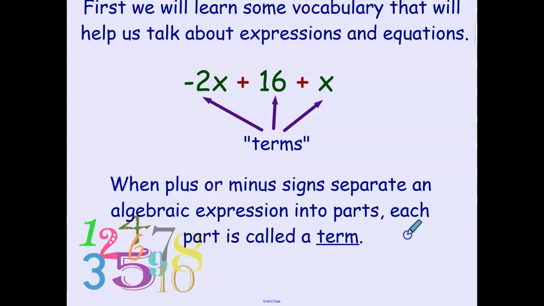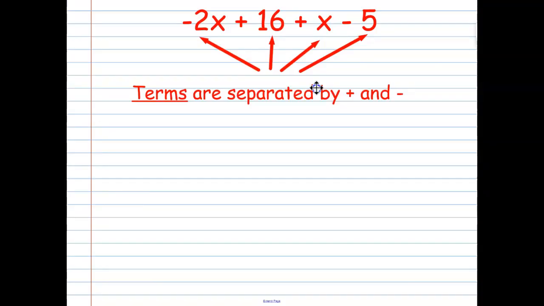Okay, so we've got a lot of vocabulary since we're starting a new unit. Whenever we have an expression like this, I know it's an expression because there's no equal sign. And all these things separated by plus or minus signs are terms. So these are terms. Negative 2x, 16, and x, those are all terms. Go ahead and copy that in.